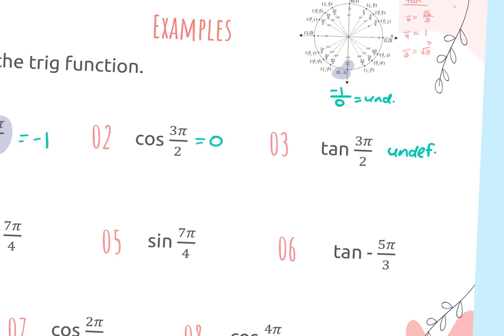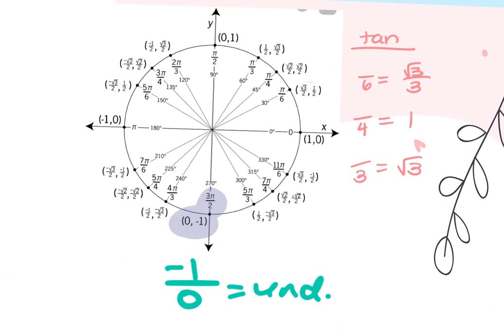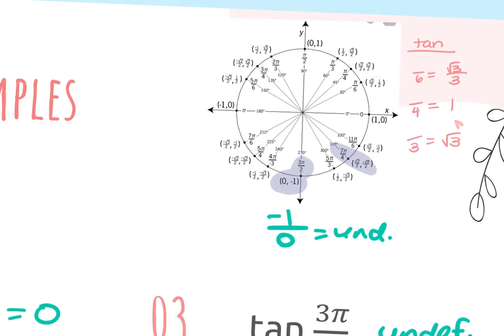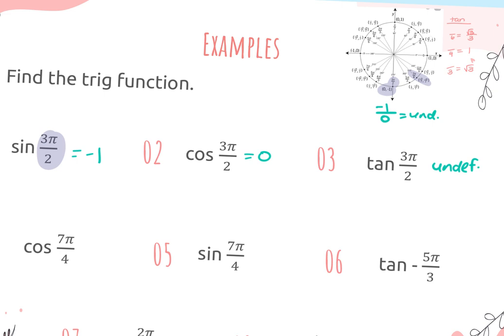All right, cosine 7 pi over 4. Find 7 pi over 4 in your unit circle. What quadrant is it in? It's root 2 over 2 and negative root 2 over 2. It's in the 4th quadrant. What's the cosine there? Root 2 over 2. It's the x. What's the sine there? Negative root 2 over 2 because it's the y.